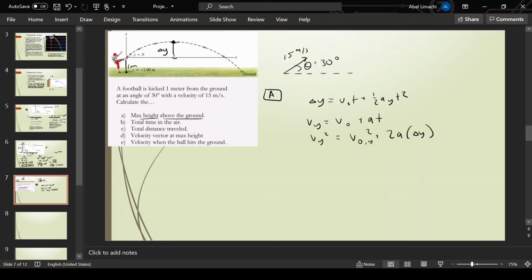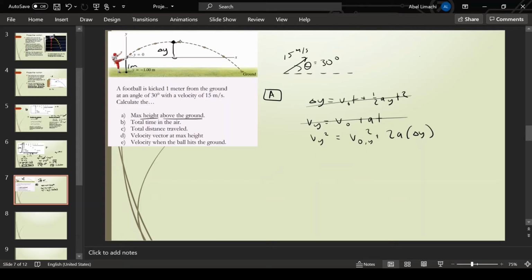Alright, so we're not given any time here. Whenever you're not given any time at all, and you're looking for a specific direction, you can get rid of this and get rid of that, and you're only left with this equation. Alright, so let's think.